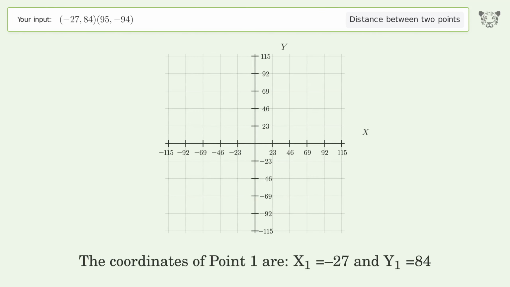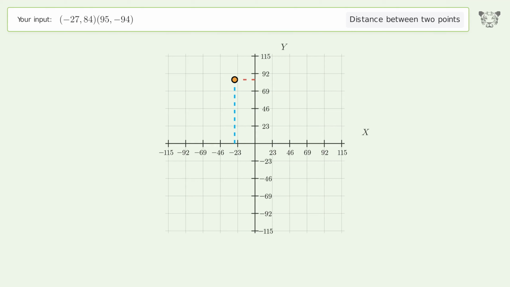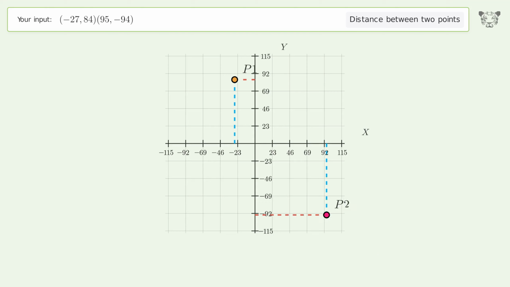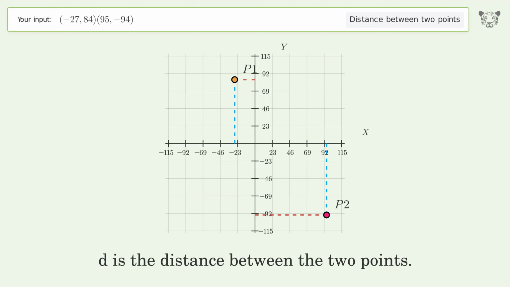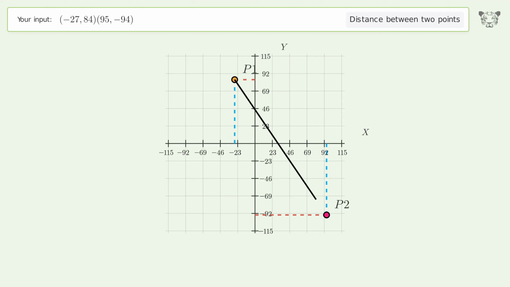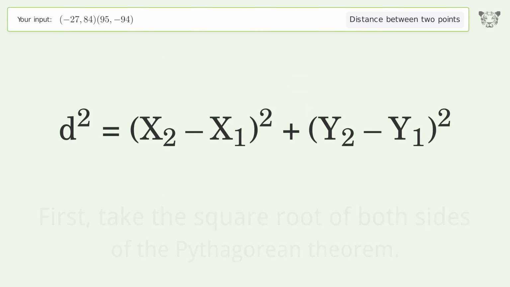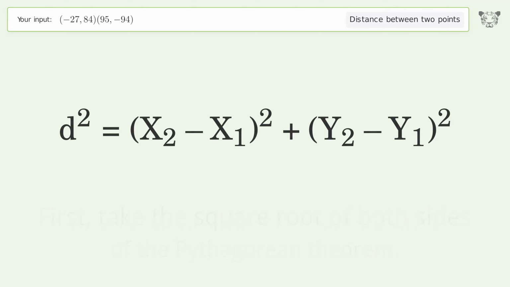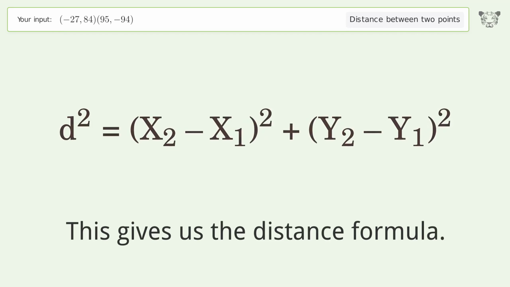The coordinates of point 1 are x1 equals -27 and y1 equals 84. The coordinates of point 2 are x2 equals 95 and y2 equals -94. D is the distance between the 2 points. First, take the square root of both sides of the Pythagorean theorem. This gives us the distance formula.